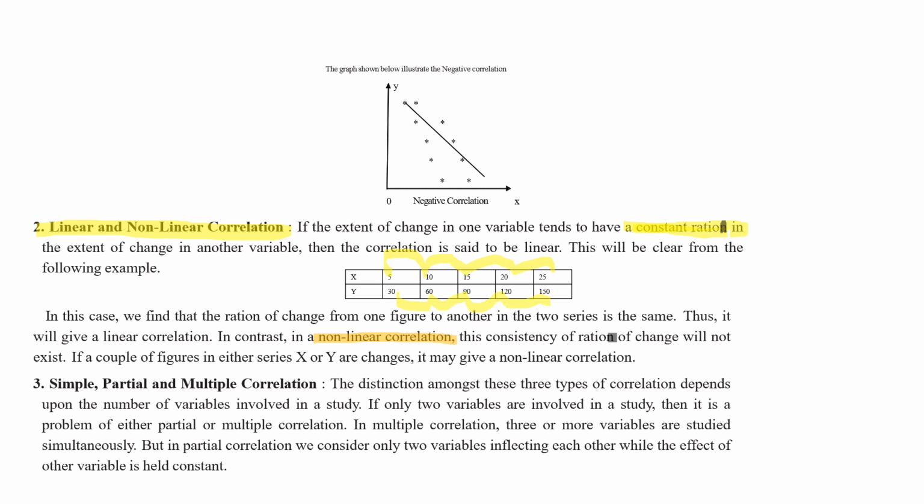Then simple, partial and multiple correlation. The distinction among these three types of correlation depends upon the number of variables. If only two variables are there, then it is simple correlation; otherwise it is a problem of either partial or multiple correlation. In multiple correlation, three or more variables are studied simultaneously. But in partial correlation, we consider only two variables influencing each other while the effect of the other variables is held constant.